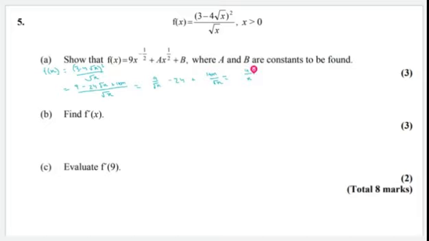So 9 minus 24 root x plus... does that say 16x? Yeah, cool. 9 over root x minus 24, plus 16 over root x, 9x to the half, plus. Okay, cool.